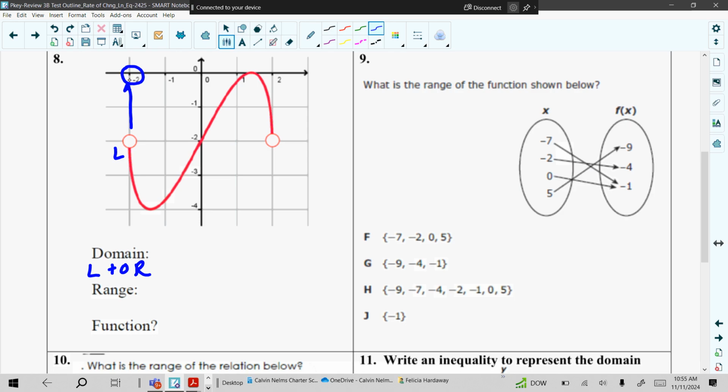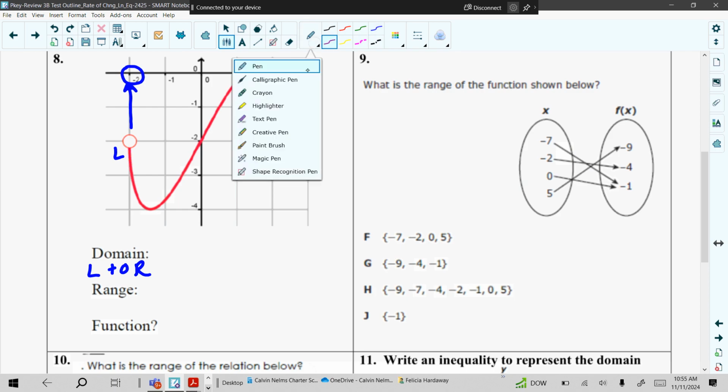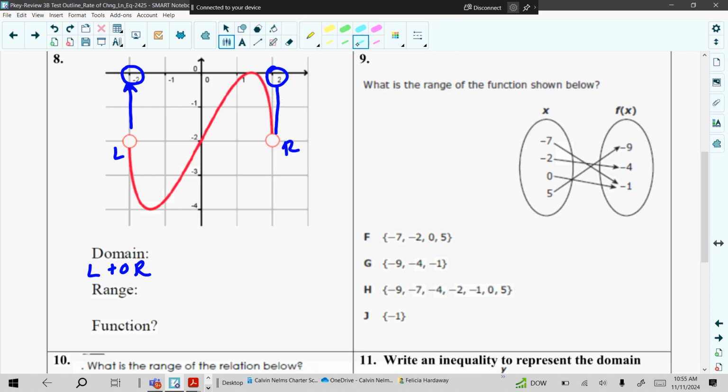-2. No, that's the left. Oh. Where would the right go to? 2. Yeah. You go up, it's the open circle at 2. So your range are the values from this -2, not including that -2, to that +2. How would I write this inequality to represent the domain? -2 is less than x, which is less than 2. Yeah, we don't have the equal to sign, no line underneath.